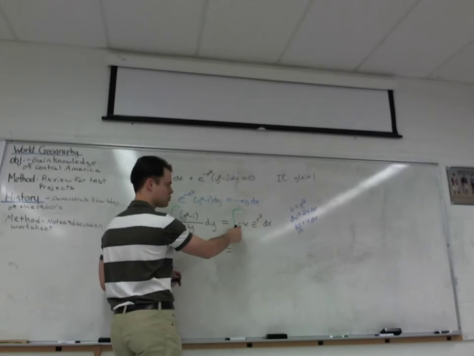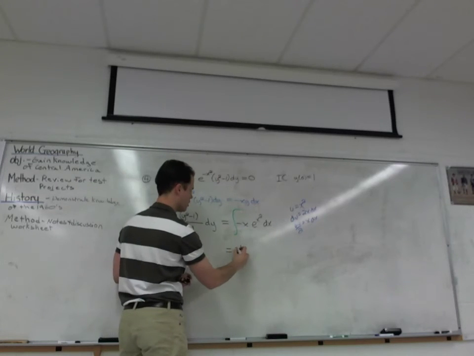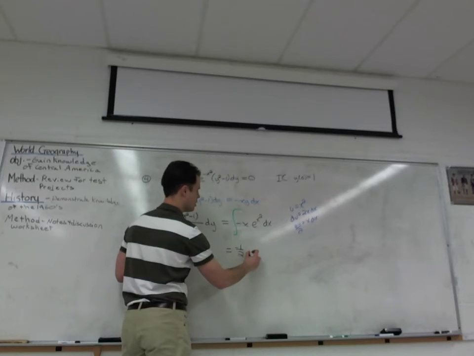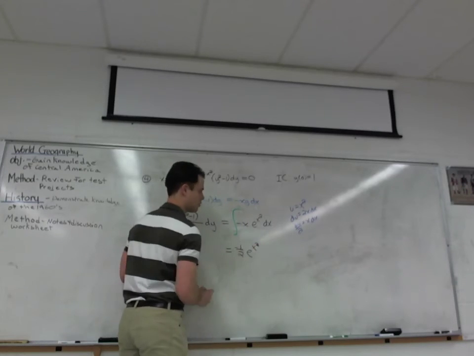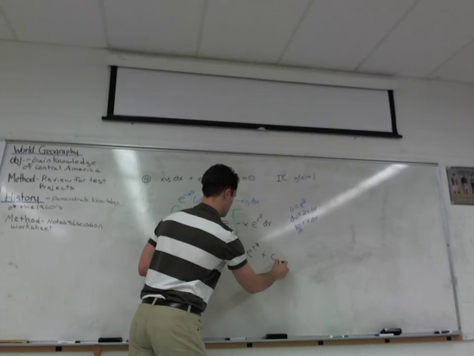Okay, so we've got a minus, pull it out, put your negative 1/2 out there. And we've got e to the x squared, plus a c.